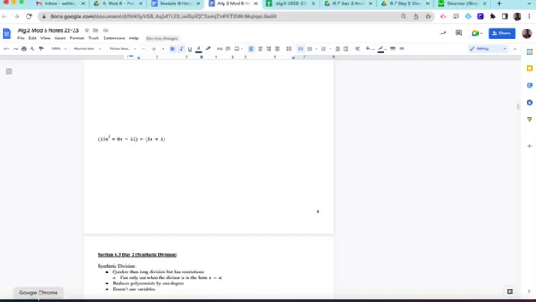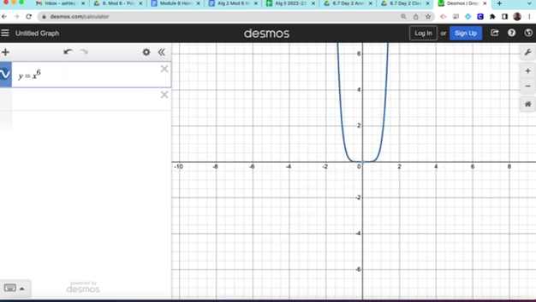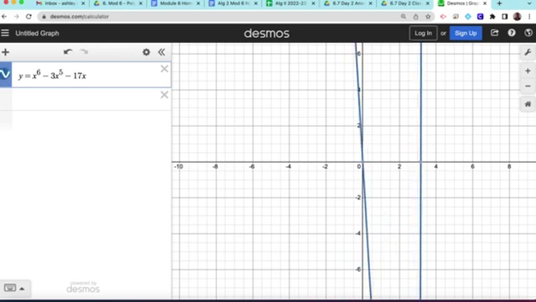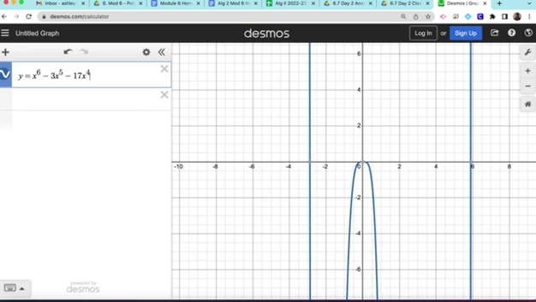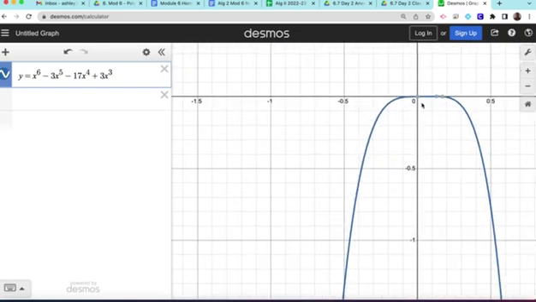So I'm going to graph my original function here: x to the 6th minus 3x to the 5th minus 17x to the 4th plus 3x to the 3rd. All right, so I should see it crossing at 0 because we know 0 is a root and it has a multiplicity of 3. Okay, and we should have 3 other roots.